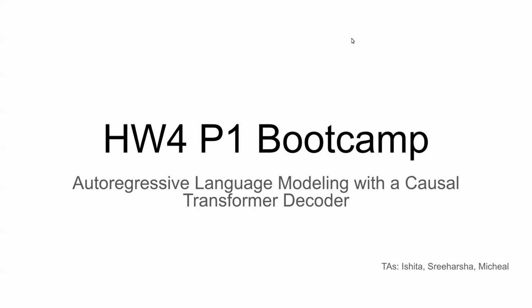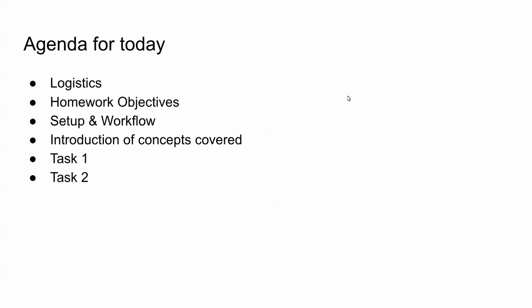Okay, so today we will discuss the P1 and P2 both. And for P1, we have autoregressive language modeling with the causal transformer decoder. So we'll go through some logistics, objectives, setup. Then an introduction of some concepts that are covered. And then we have two tasks for this homework for P1. So we'll go through them one by one.